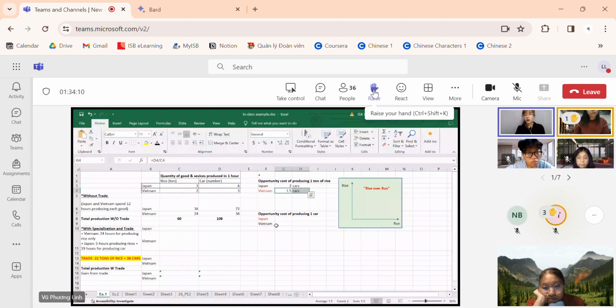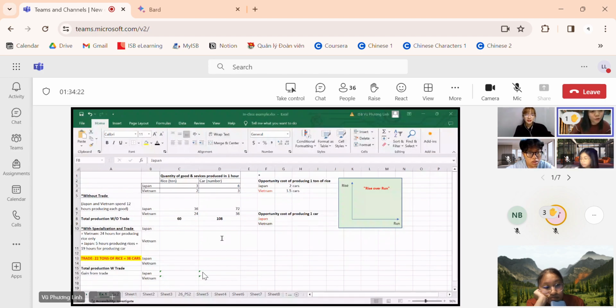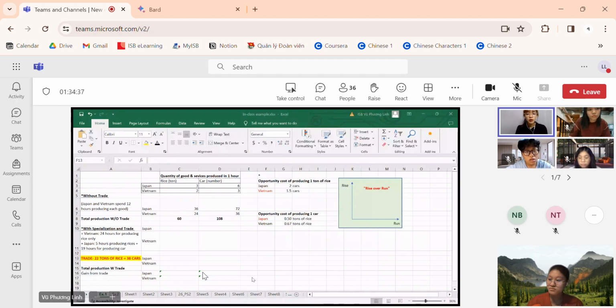And for the case of car here, I answer 2. Yes, the same. For me, for Japan it is 0.5 and for Vietnam it is 2 divided by 3. Okay, 2 divided by 3, or 2/3, approximately 0.67. All right. Here that calculation is very important because that will tell you about the comparative advantage of a firm and then their decision.